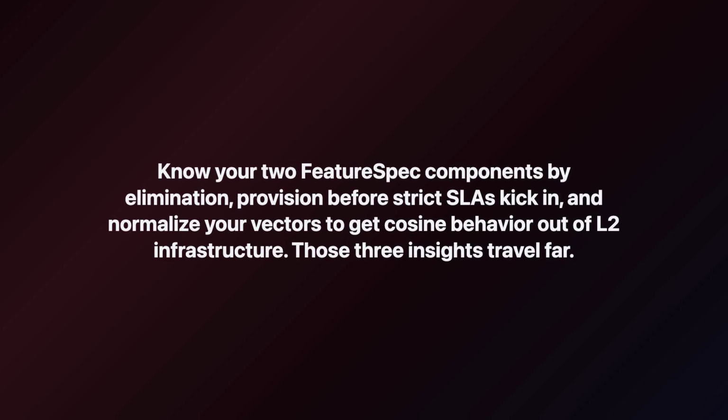Know your 2 FeatureSpec components by elimination, provision before strict SLAs kick in, and normalize your vectors to get cosine behavior out of L2 infrastructure. Those 3 insights travel far.